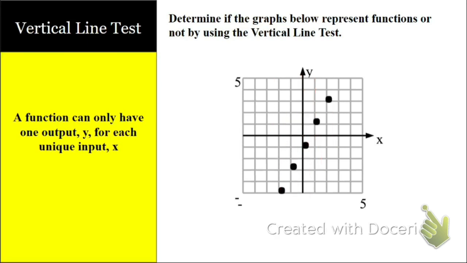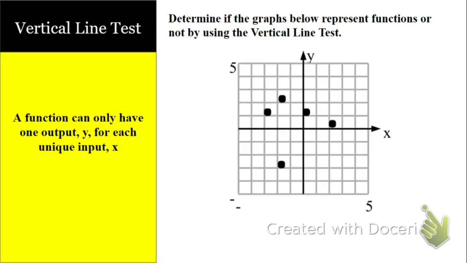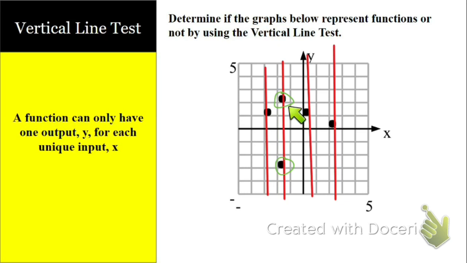So let's look at another example. In this example, same thing. We're going to test our vertical line test with the points that they provided. If I draw a vertical line through the points they provided, after I do all my tests with my vertical line, I notice that in one of my lines it touched there and there. So in this vertical line, because it touched at this point, and on that same vertical line it touched at this point, we're going to have to label this one as not a function because it did not pass the vertical line test.